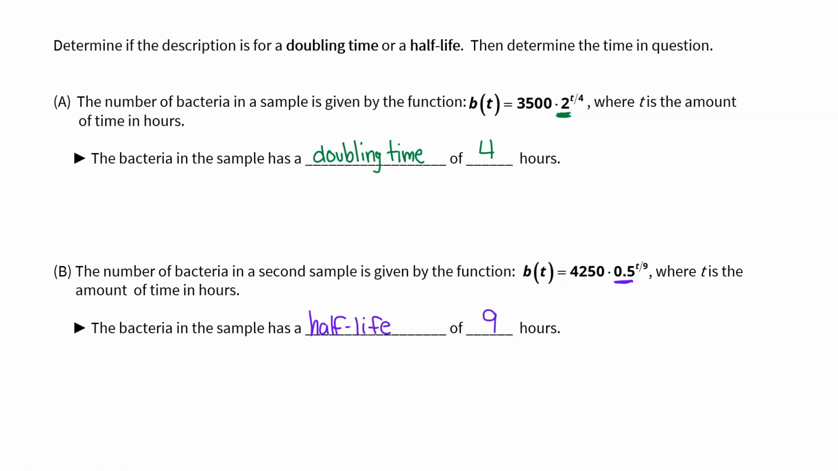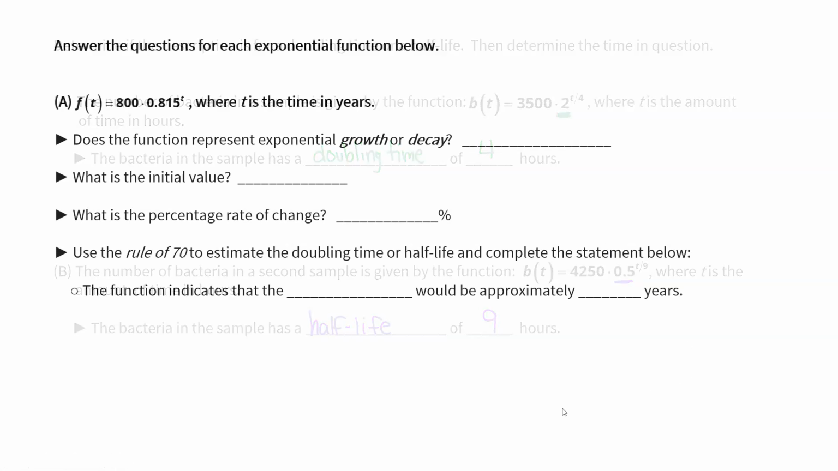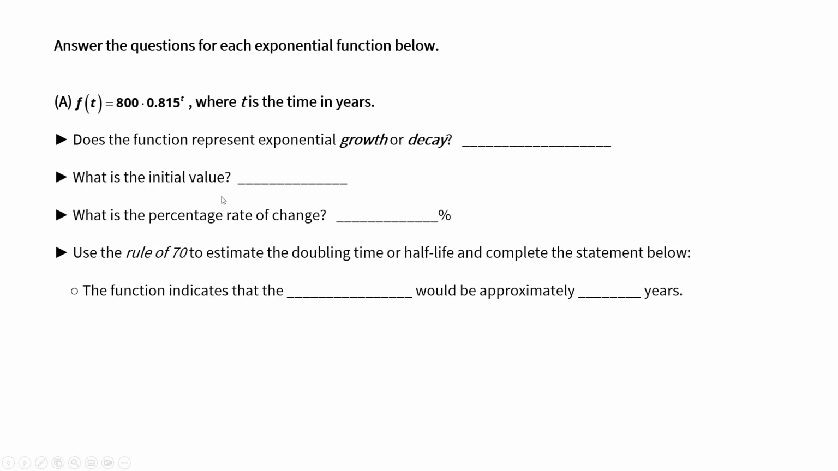Where it starts becoming a little bit more complicated is that not all functions are going to necessarily follow a doubling time or half-life formula where you have the common factor of 2 or 1/2 involved. So that's what this one's dealing with. You have this function here, f of t equals 800 times 0.815 to the t, where t is the time in years. You're asked to answer some of the same questions you did before: if it's a growth or a decay, the initial value, the percentage rate of change.